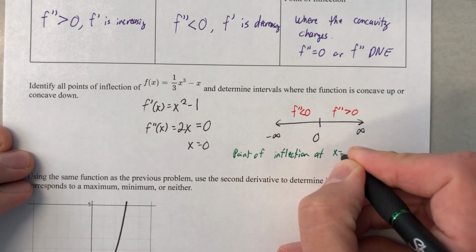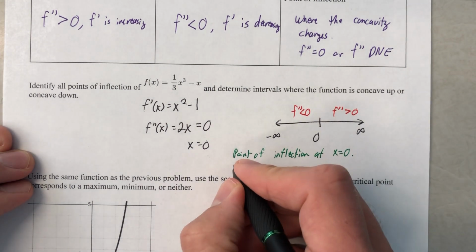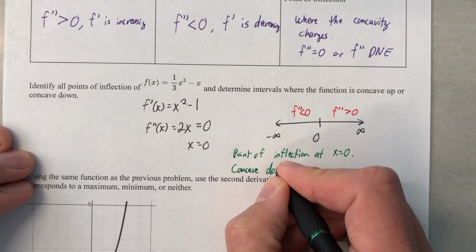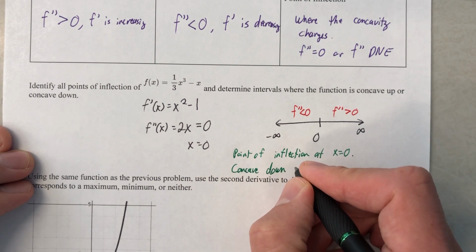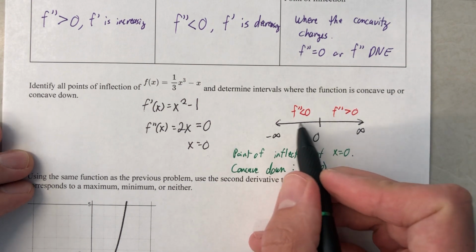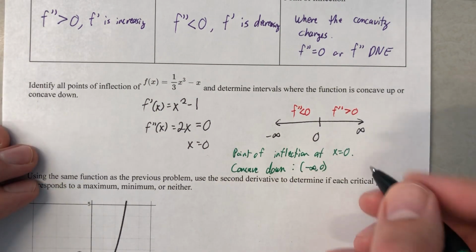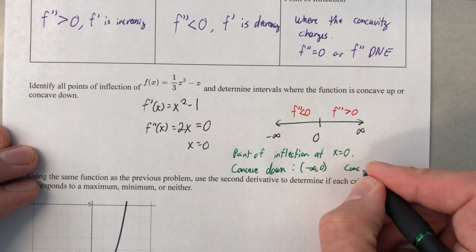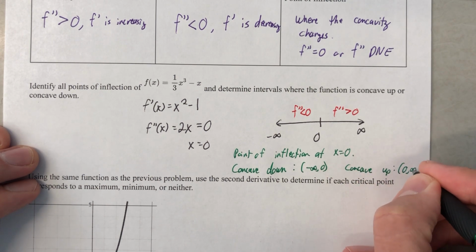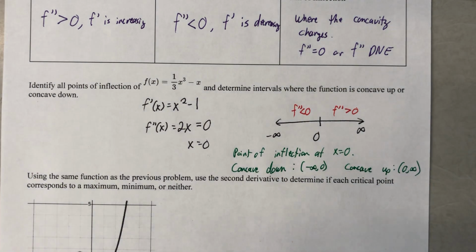So we have a point of inflection at x equals 0, and we have a graph that is concave down on the interval from negative infinity to 0, because that's where the second derivative is negative, down is negative, and we're going to have concave up from 0 to infinity. Now, things get a little tricky here.